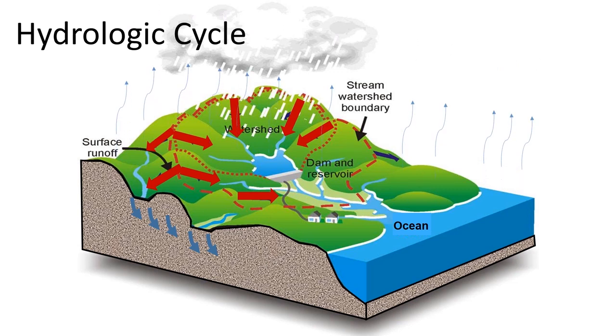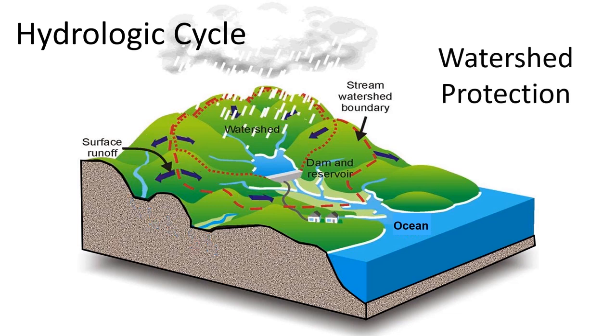Let's take a look at some of the things water utilities must consider when tapping into this water supply for the beneficial use of its customers. Water systems that use surface water as a water source are very interested in protecting the water quality of the source water. This is accomplished by protecting the watershed.